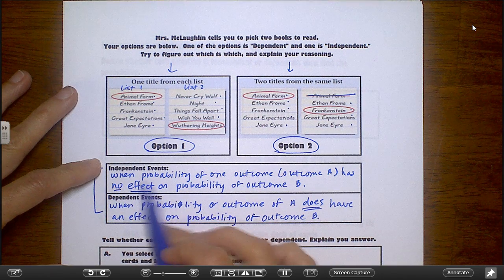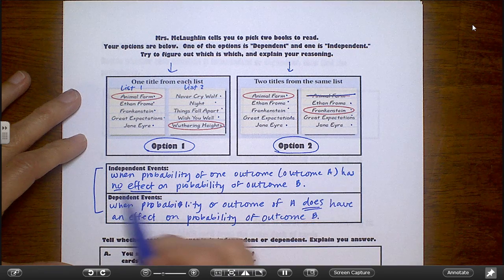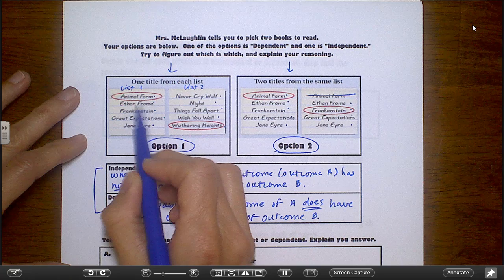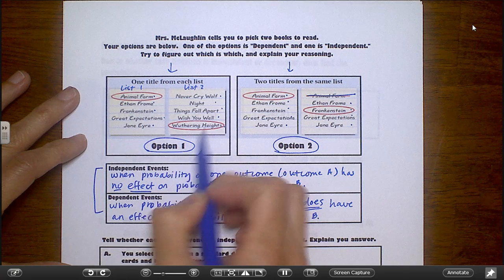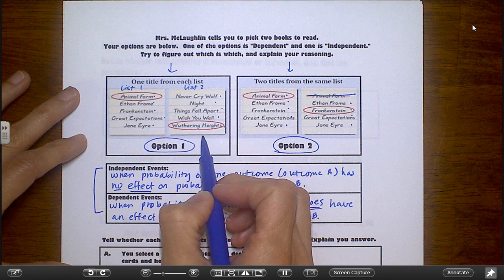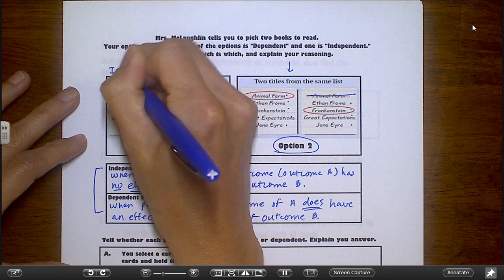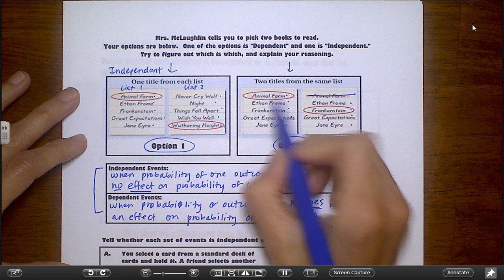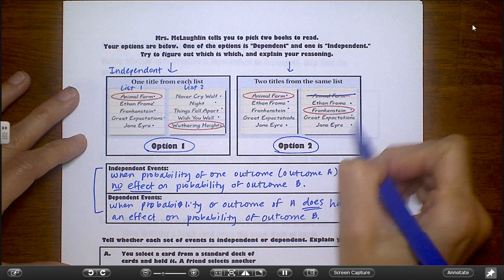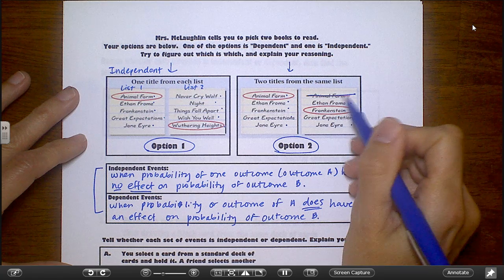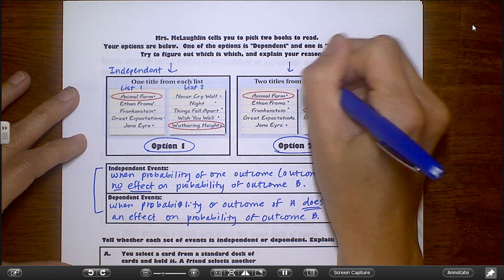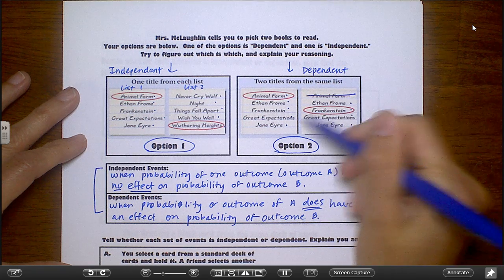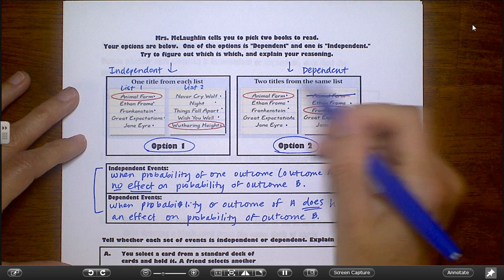So, probability, independent events: the probability of one outcome has no effect on the probability of outcome B. So the chance of me picking Animal Farm here or me picking Animal Farm here has no effect on whether I pick Wuthering Heights here. So this is my independent event. Over here, me picking Animal Farm in the first one absolutely has an effect on what I can pick here because now I don't have Animal Farm to pick again. So this is my dependent event. Okay, so what I guess dependent, right? What I can pick here depends on what I did here.